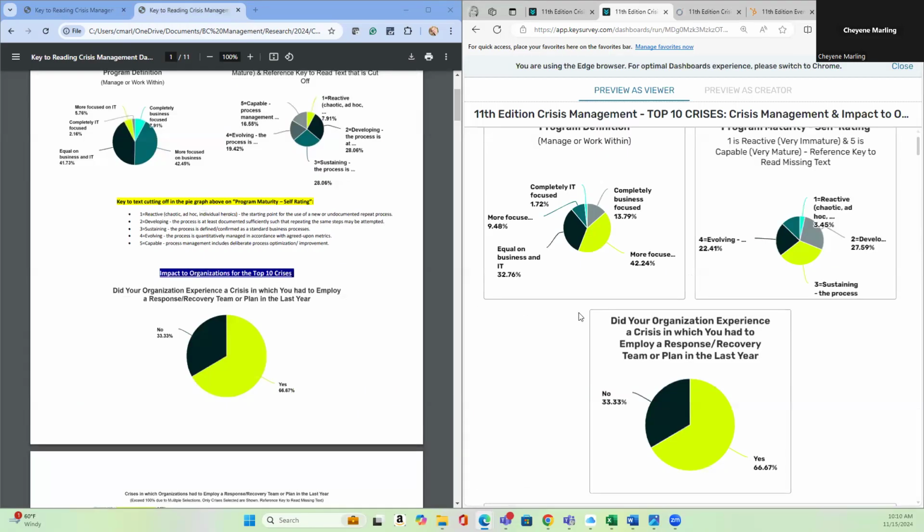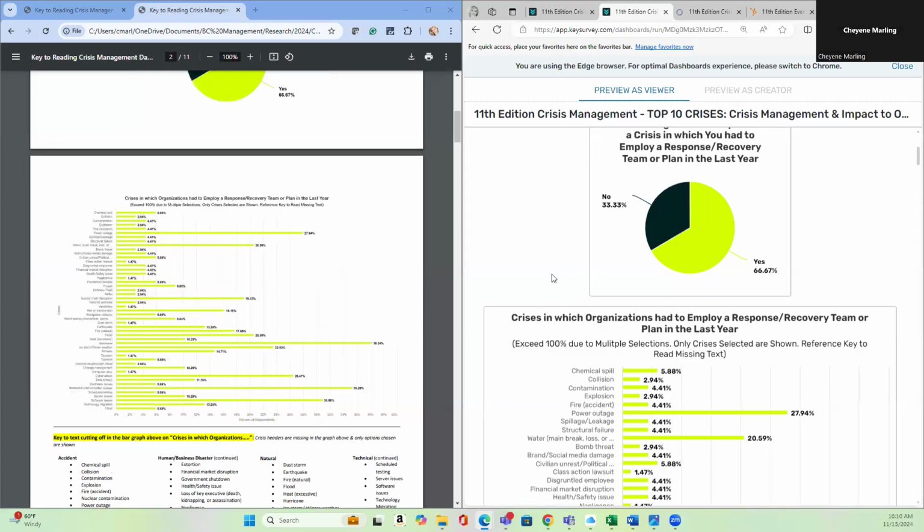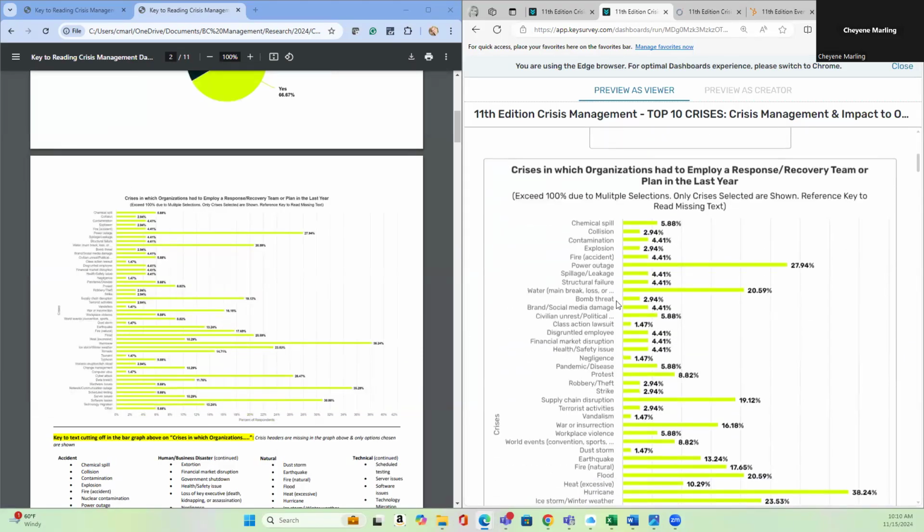Impact organizations for the top 10 crises. So did you have a crisis? And if so, what were the different crises that you had? These were crises that impacted your organization that actually happened, not what you're concerned about, but crises that actually happened in the last year. Whatever crisis or crises you selected auto-populated into the rest of the study.